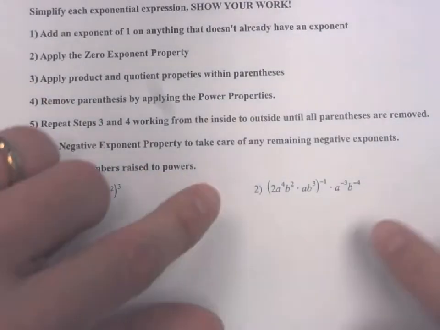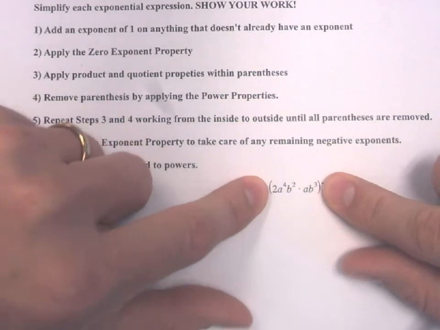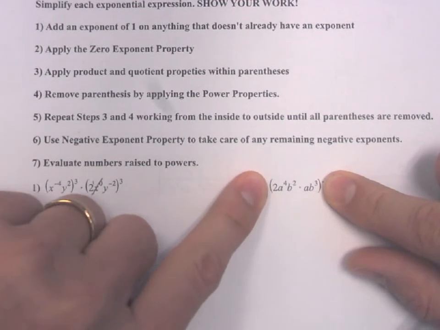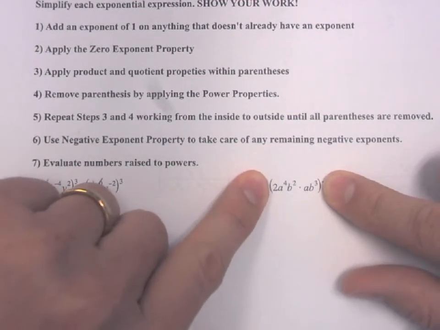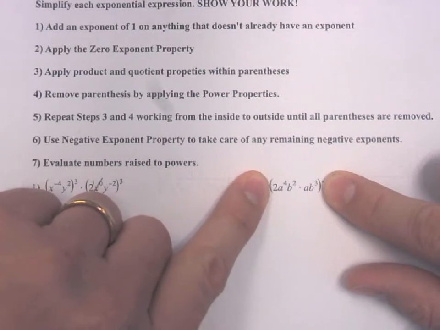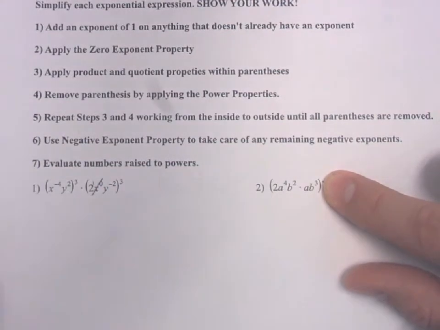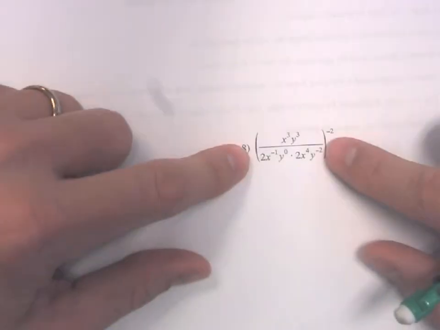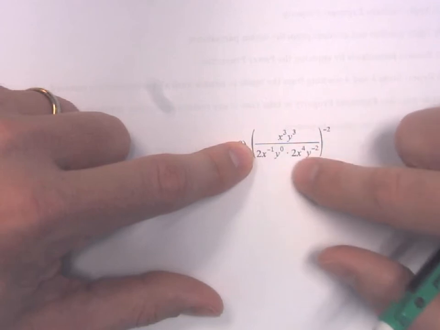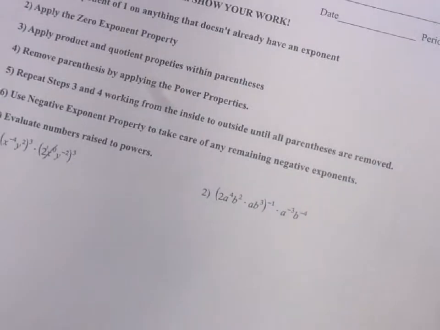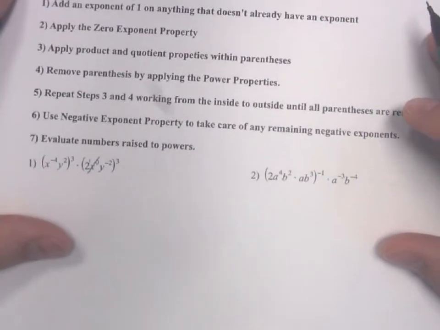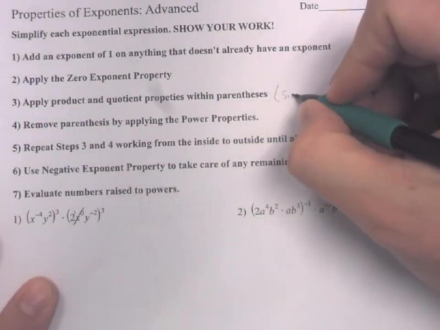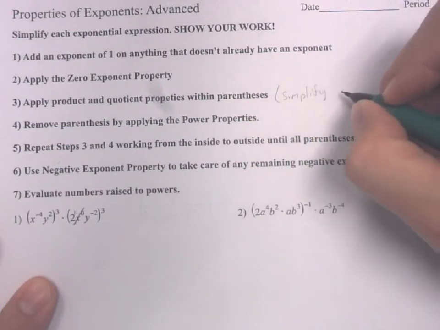We're still on number 1, we haven't finished, but just as an example, if we looked over here at number 2, notice that there are a's floating around in there and b's floating around in there. If we have something like that, step 3 is to put the a's together and put the b's together using the product property. On future problems, we might have quotient stuff to do. So it's basically simplify within the parentheses. I'm going to make a little note to myself. These are the properties that we're applying, but what we're going to do is simplify within parentheses.